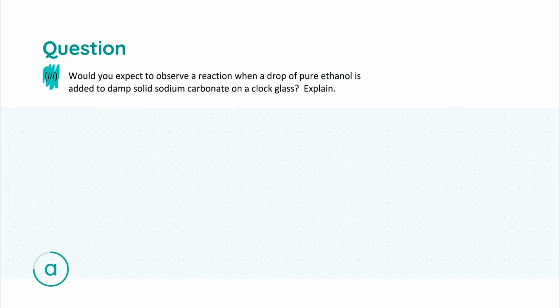So moving on to part 3, here we are asked, would you expect to observe a reaction when a drop of pure ethanol is added to damp solid sodium carbonate on a clock glass? And then we're asked to explain. So the important things to include here are, would you expect a reaction? So what actually is happening? Is something happening? Is nothing happening? And then we need to explain our answer and give a little bit more context as to why we think that reaction is occurring or if it's not occurring.